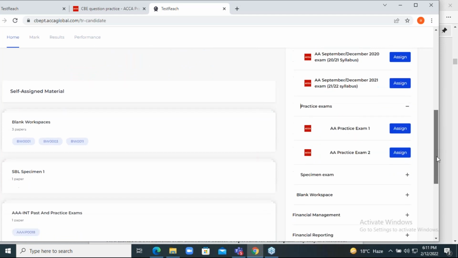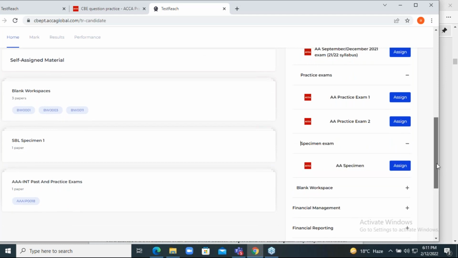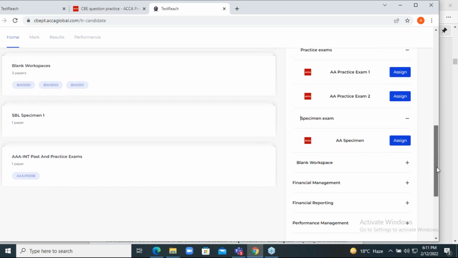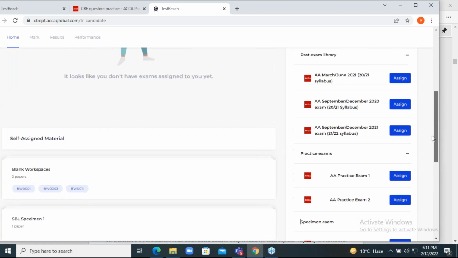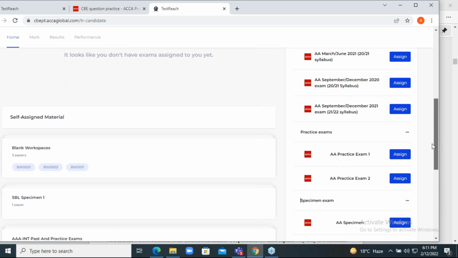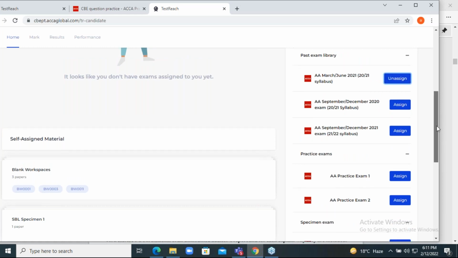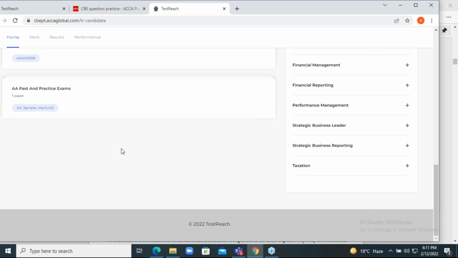You can see there are 2 practice exams there. Then click on specimen exam. You have 1 specimen, 2 practice exams and 3 past exam papers. Now these are 6 papers. You can consider them as 6 mocks. And if you click on any of them, you assign it, and after you assign it, this paper will be shown there.